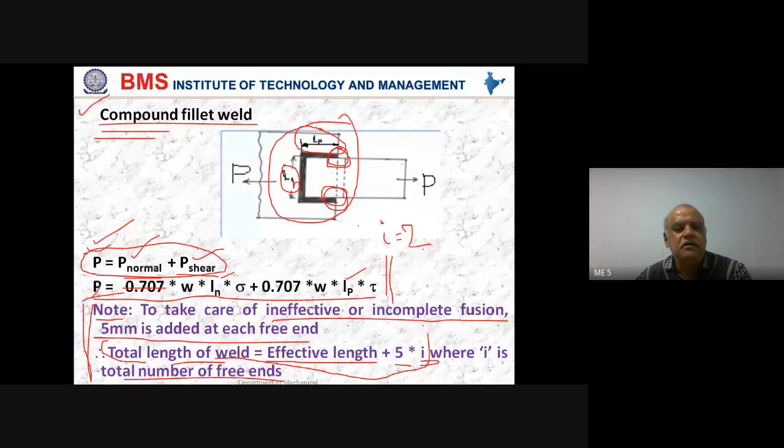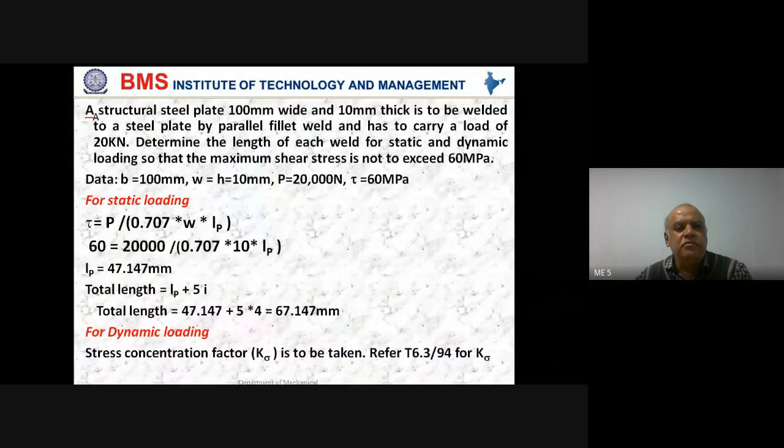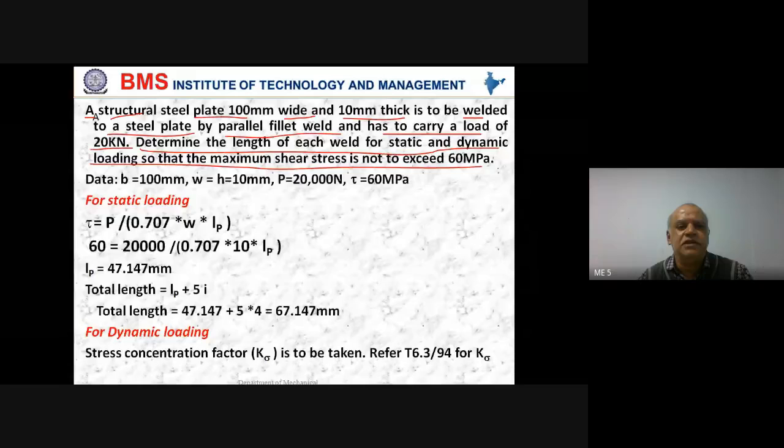Please note down this problem. A structural steel plate 100 mm wide and 10 mm thick is to be welded to a steel plate by parallel fillet weld and has to carry a load of 20 kilonewton. Determine the length of each weld for static and dynamic loading so that the maximum shear stress does not exceed 60 megapascal.